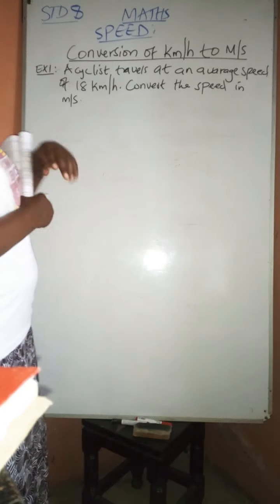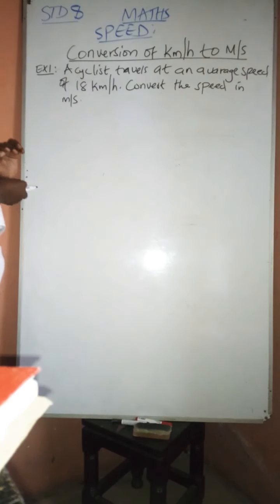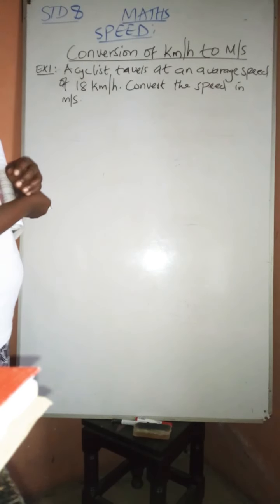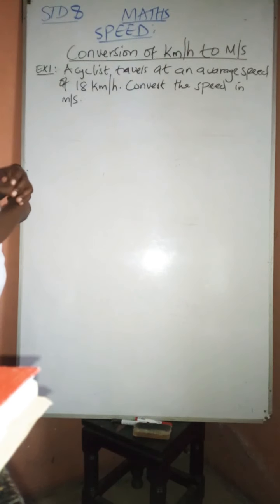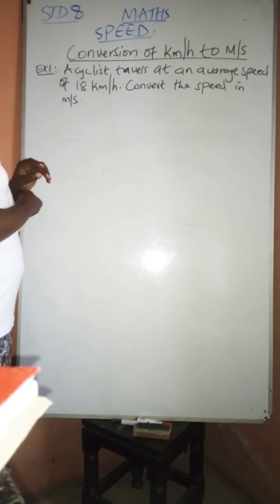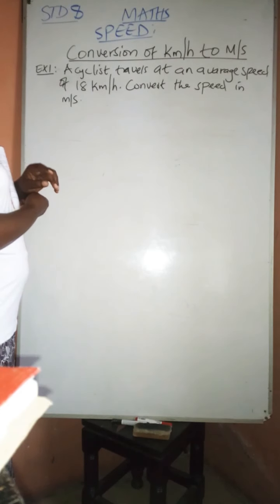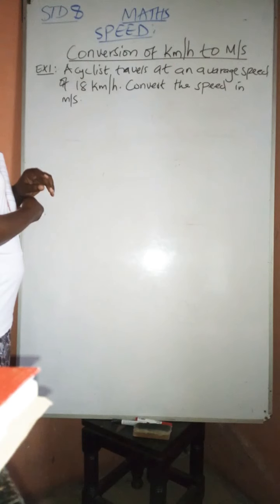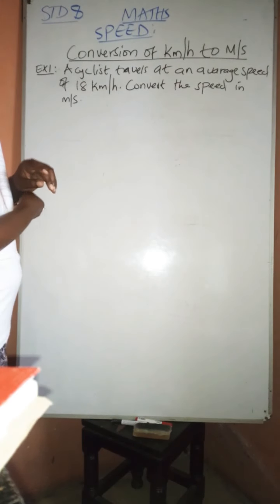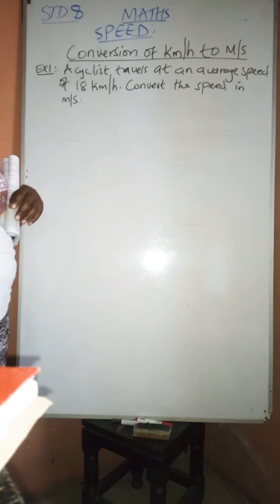So we know that speed is given in kilometers per hour. That is the distance traveled by the time taken. So in this case, I have an example here. It says, a cyclist travels at an average speed of 18 kilometers per hour. Convert the speed into meters per second.